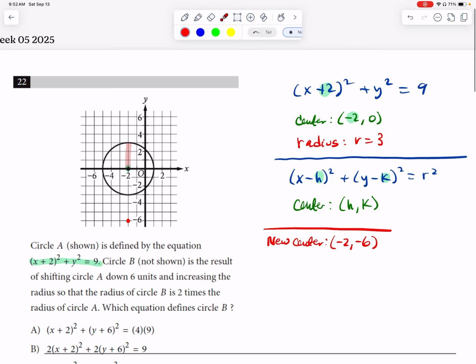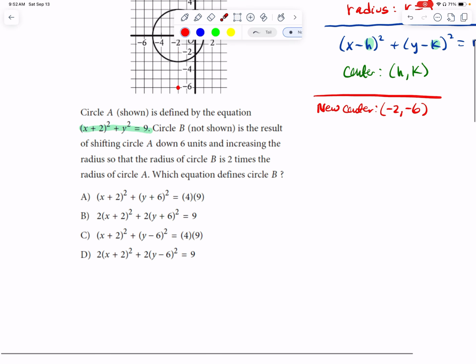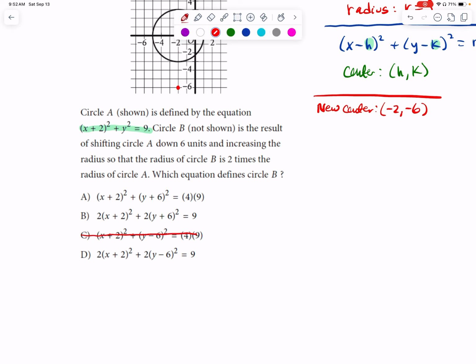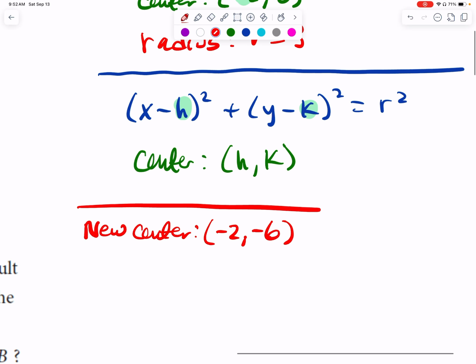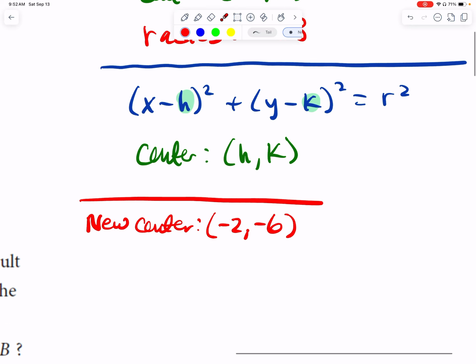-2, -6. And so what some of us chose was to think that, okay, since I'm going down 6 here, on this y value, I should have -6. And you can see that that's 2 of these answer choices. But in fact, these are 2 answer choices that I would automatically eliminate. Because as we talked about, inside the actual equation, it would look like this. It would be a minus a -6, which makes it +6.